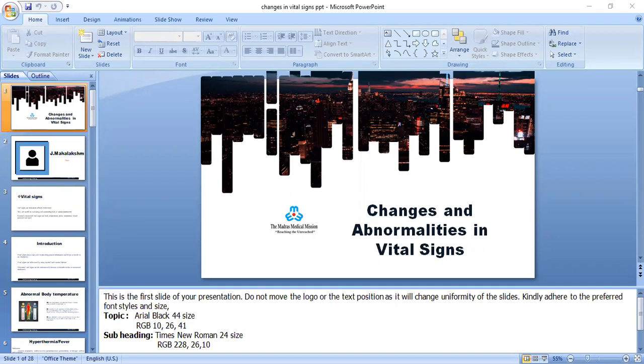Coming to the introduction, vital signs play a key role in providing patient information and help in deciding in an emergency. Vital signs are influenced by many internal and external factors. Abnormal vital signs are an indicator of a disease or disorder, or are due to consumed medicines.